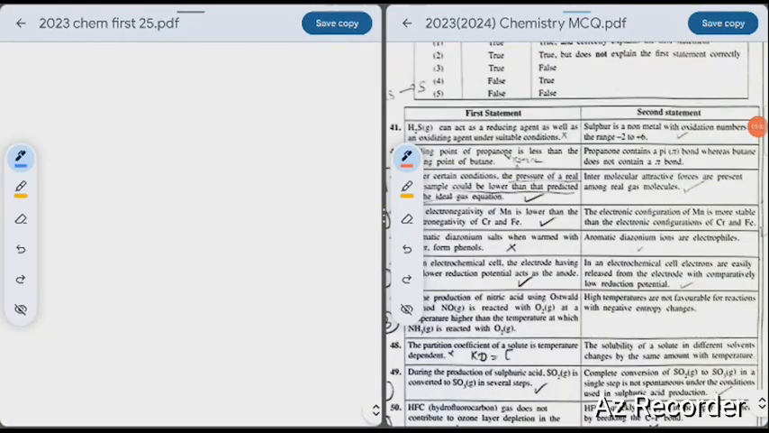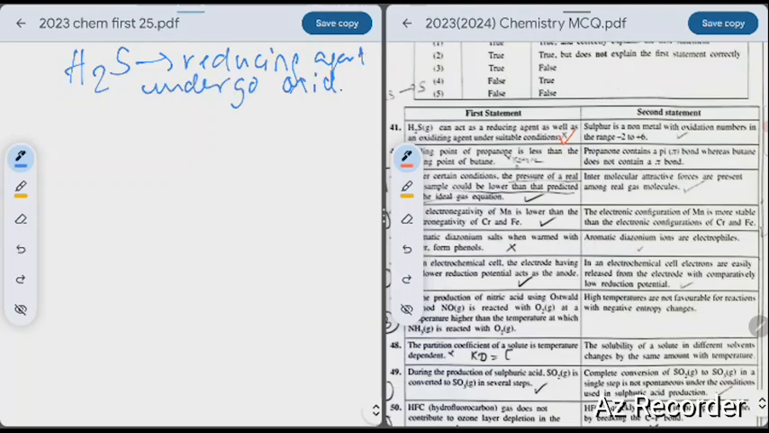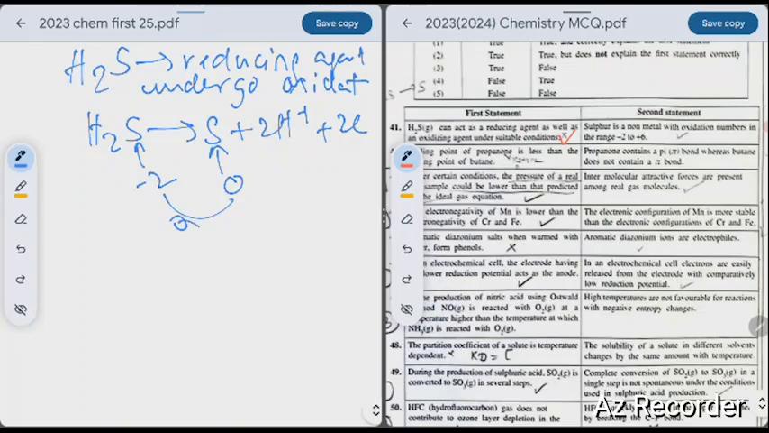41st question. H2S gas can act as a reducing agent as well as an oxidizing agent under suitable conditions. So that is correct. H2S can both oxidize and reduce. When H2S acts as a reducing agent, it undergoes oxidation. H2S is converted to sulfur plus 2H+ plus 2 electrons. Here sulfur is -2, here sulfur is 0. So it is oxidized. Right?